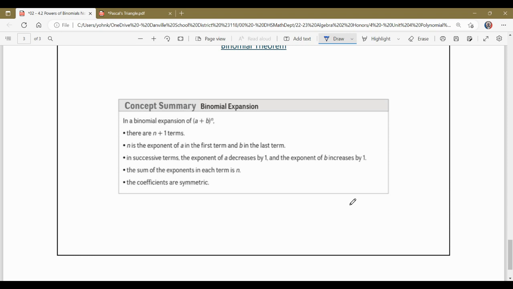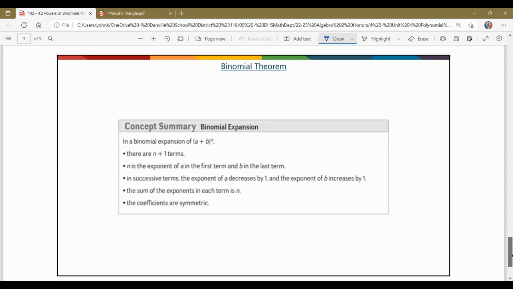Okay, this last slide here kind of just explains and summarizes what we've learned. That in a binomial expansion of a plus b quantity to the n power, there are n plus 1 terms. So if you have a quantity squared, you have 3 terms. If you have a quantity cubed, you have 4 terms. N is the exponent of a in the first term, but it's also the exponent of b in the last. In successive terms, the exponent of a decreases by 1 and the exponent of b increases by 1. The sum of the exponents in each term is n, and the coefficients are symmetric. That's the whole point of Pascal's triangle.